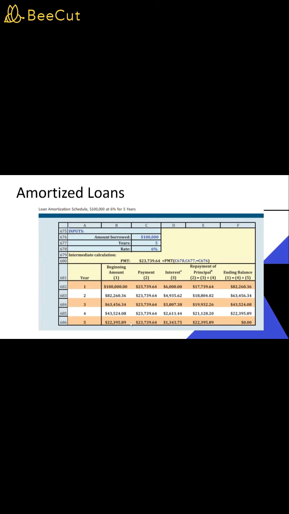63,456.34. And you go through it, and by the end, the test that your loan amortization schedule is correct is that your ending balance should be exactly 0. So that is how you build a loan amortization schedule. And for this course, you do need to know how to calculate this. You will be tested on it.